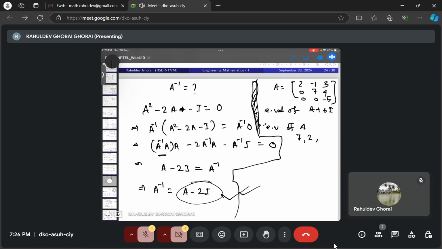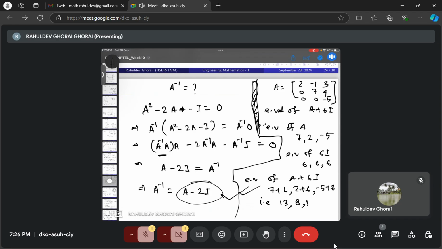If you find the eigenvalues of A, you can show that they are 7, 2 and minus 5. The eigenvalues of 6I are 6, 6 and 6. So the eigenvalues of A plus 6I will be 7 plus 6, 2 plus 6, minus 5 plus 6. That implies 13, 8 and 1. See how easy it became.